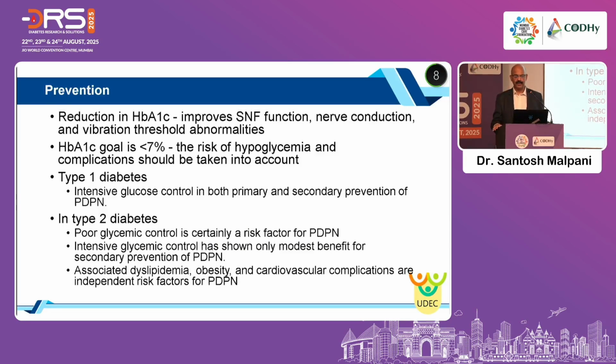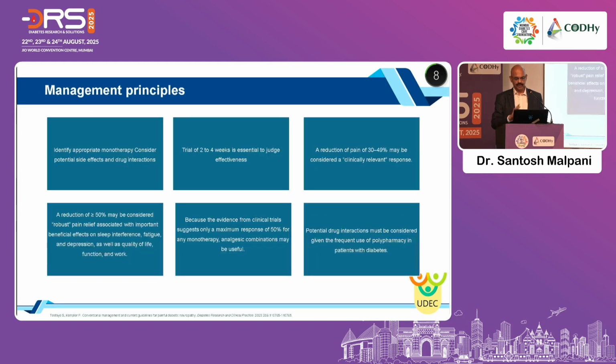type 1 diabetic people. But as far as type 2 diabetic people are concerned, the primary prevention is not a problem. Secondary prevention is a problem, in which the control of glycemia is not that beneficial, and we have to target the associated factors like the obesity, dyslipidemia, smoking, and the obesity also. So we have to concentrate on these principles to start the treatment.